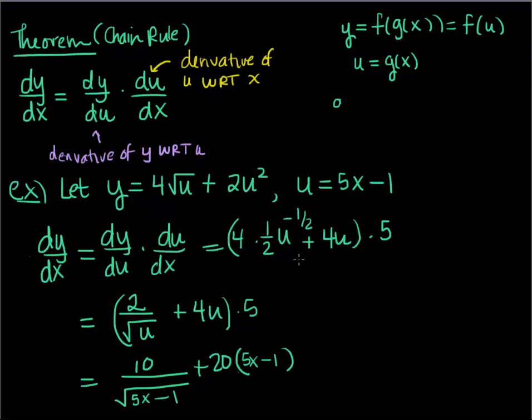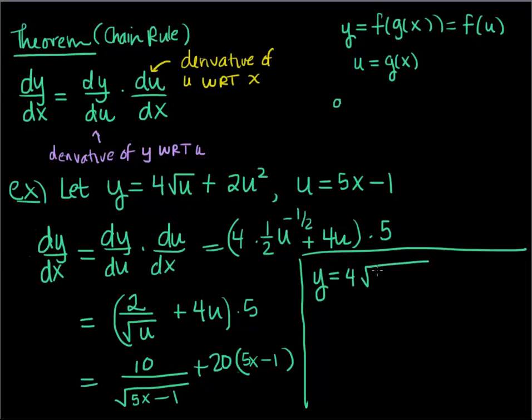Now, I want you to see, this is just one way of doing the chain rule. If I had actually made the substitution first, if I had actually put in u, and I actually just rewrote y in terms of u.